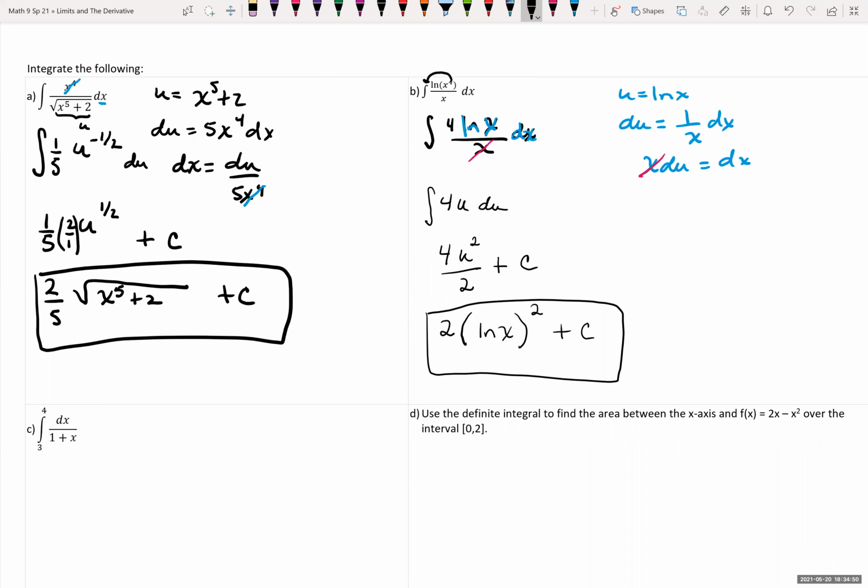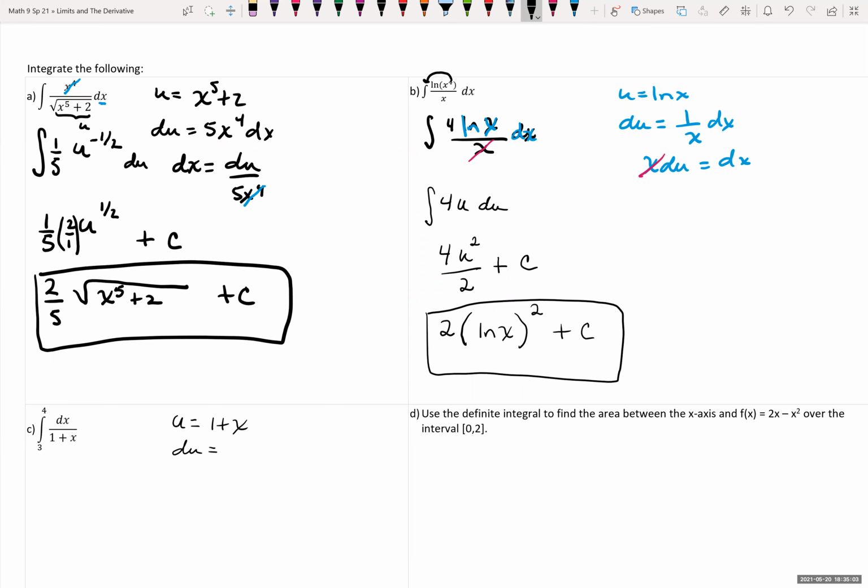Part C, again, the integrand, we don't know how to take the antiderivative of, and so we want to use substitution. And so we're going to let u equal the denominator, 1 plus x. When we take the derivative of both sides, we get du equals dx. And then we can go back in and we can either do direct substitution now or we can do it later.